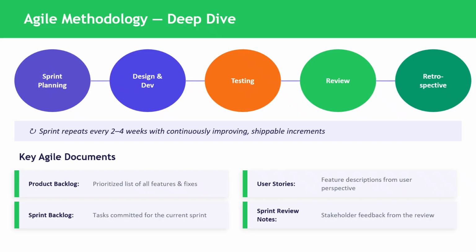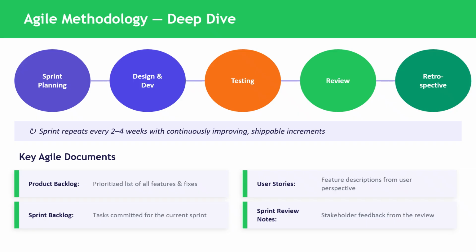Now let's understand agile methodology in detail because this is what most companies use today. Unlike waterfall, agile is not linear. It is iterative, meaning work happens in small cycles called sprints. What is a sprint? A sprint is a short development cycle, usually 2 to 4 weeks. In each sprint, the team plans, builds, tests and delivers a small part of the product. So instead of waiting months for a full product, you get working features step by step.